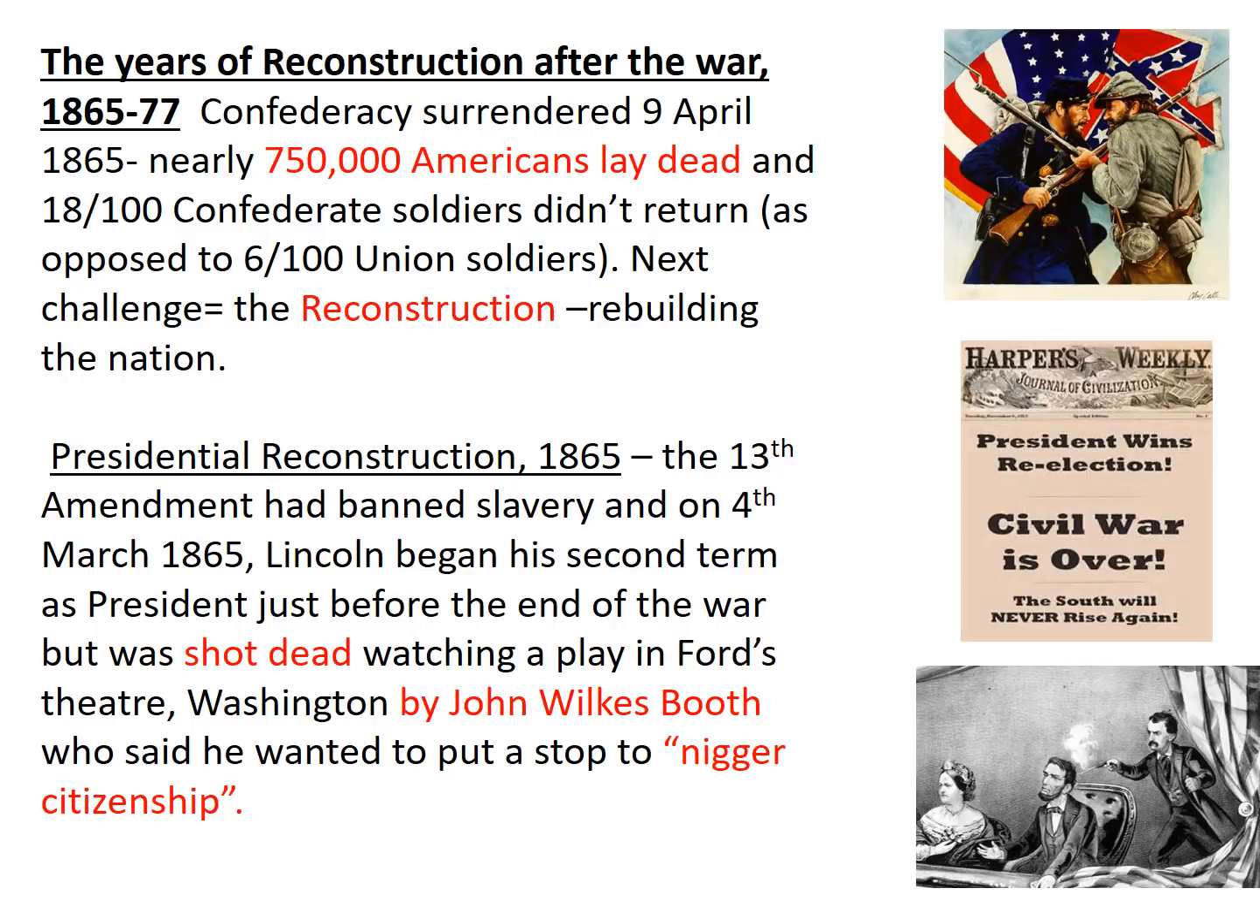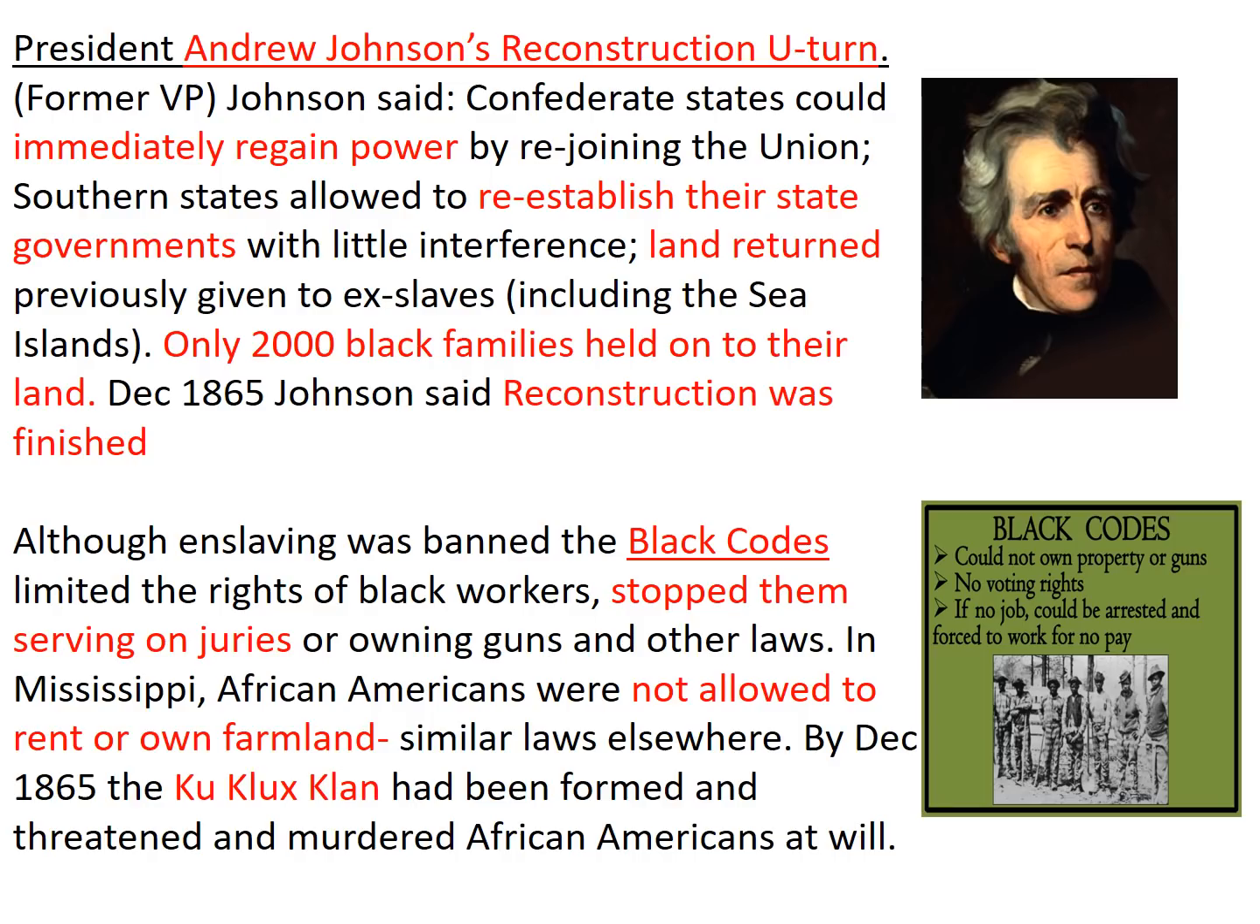So any chance that the Civil War was going to be used to bring forward a wholesale, positive change for freed slaves now looks like, well, things will have to wait. And that's very much how it looks. Remember, they've just fought for years over this issue of slavery. President Andrew Johnson, the former vice president, seems to throw this all away. He says that Confederate states, those southern states, could immediately regain their power. They could re-establish their state governments. He gave the land back to slave owners, including those sea islands we looked at earlier, and only 2,000 of the black families held onto their land.